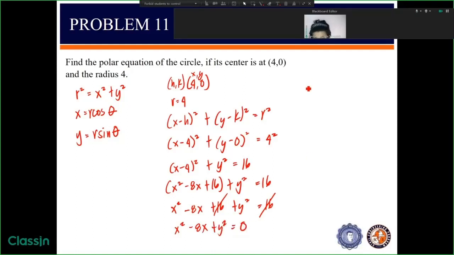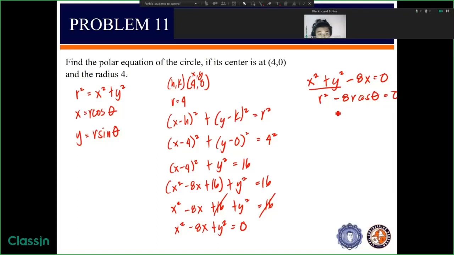As you can see here, we have x squared and y squared. We can group them, and then we have negative 8x equal to 0. For x squared plus y squared, the equivalent polar form is r squared. We have r squared equal to x squared plus y squared. Then we have minus 8x, whose equivalent polar form is r cosine theta. So r squared minus 8r cosine theta equal to 0. This can be our answer.